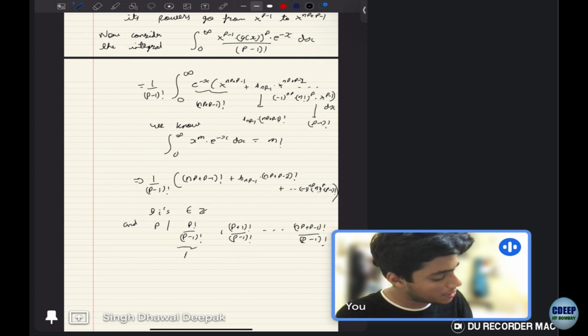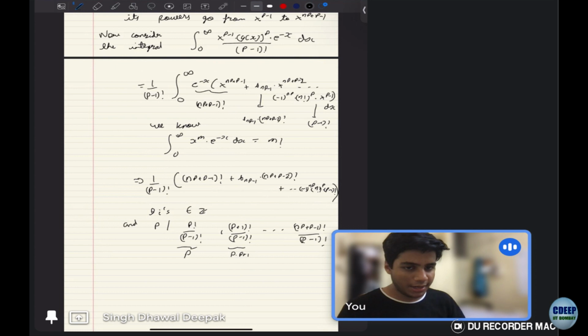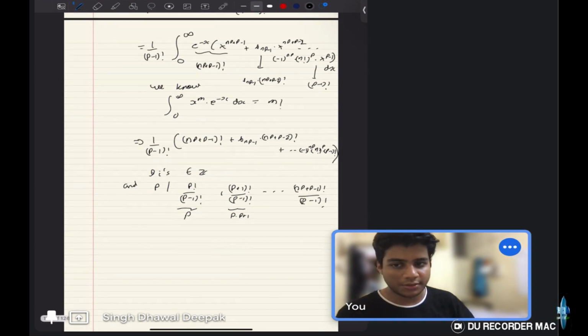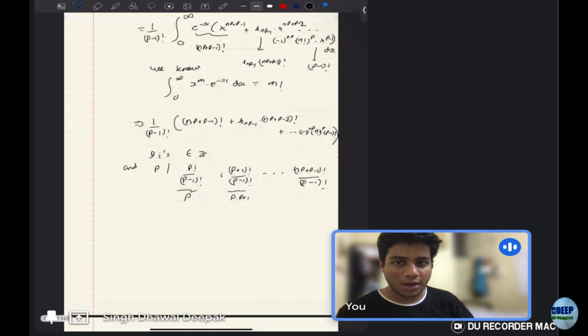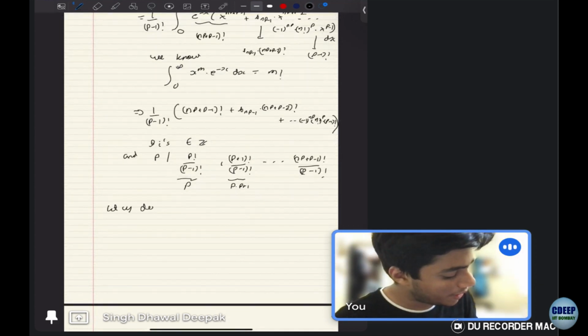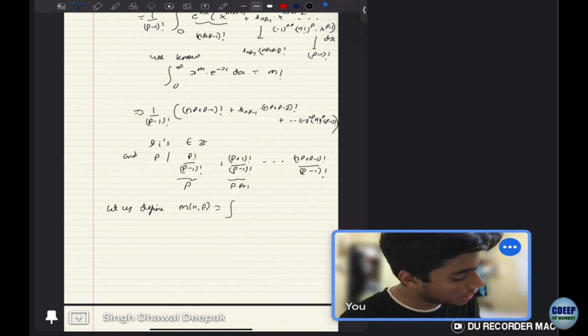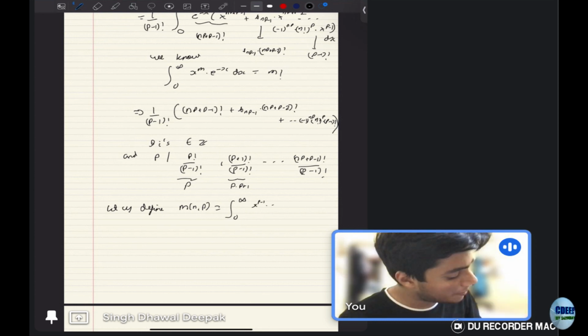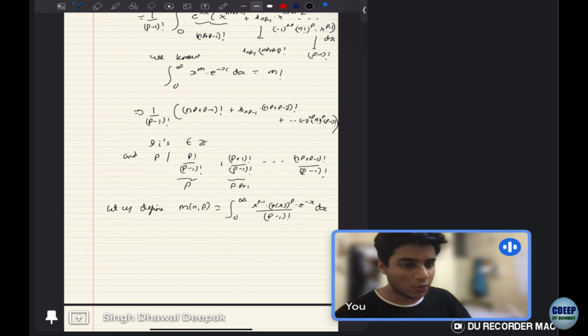As this term is just p, this term is p into p plus 1. So as we can see, p will divide all these subsequent terms. So now let us define m_n(p) to be equal to the integral from 0 to infinity of x raised to p minus 1 times g of x raised to p times e raised to minus x, divided by p minus 1 factorial. Just an integral, we are just trying to give it a name for notational purposes.